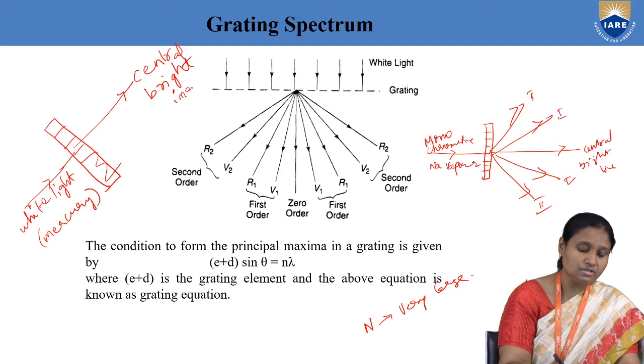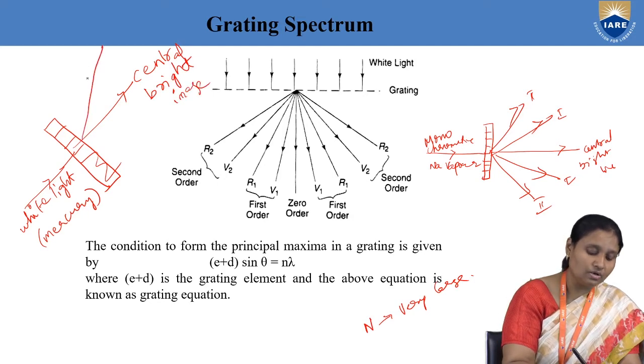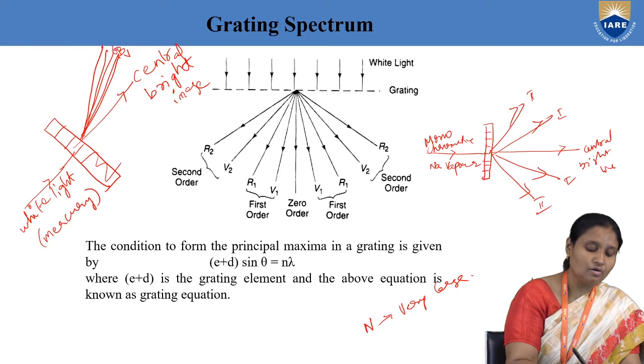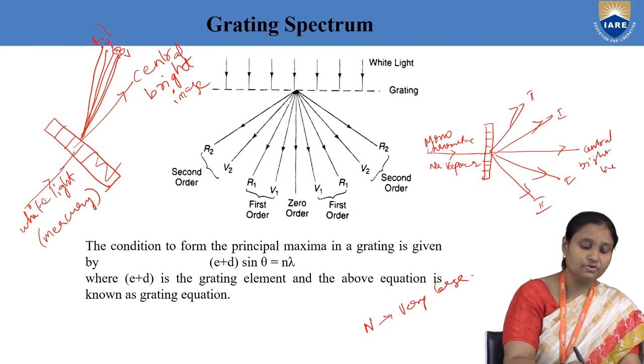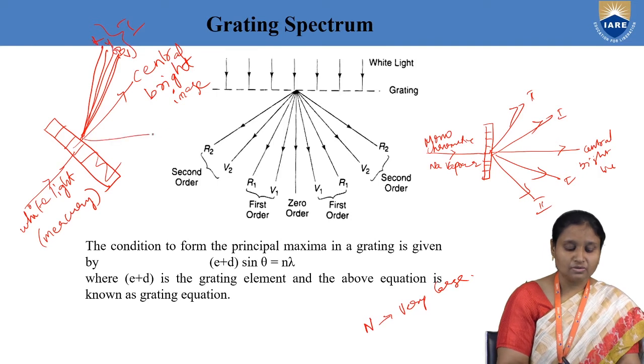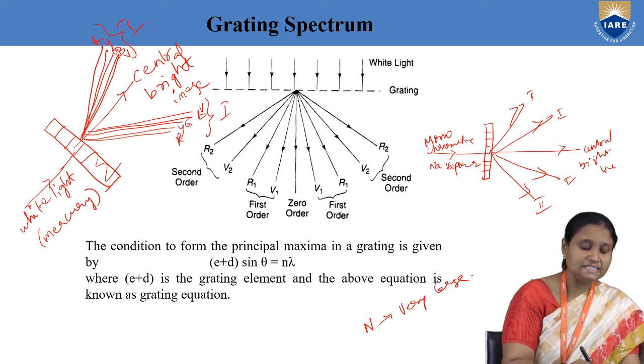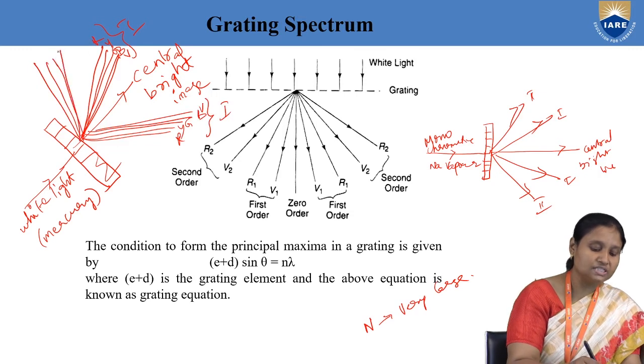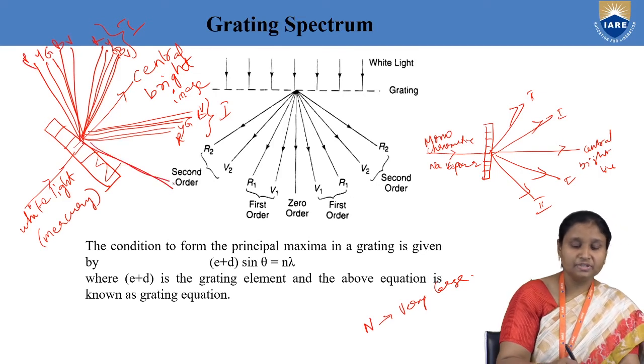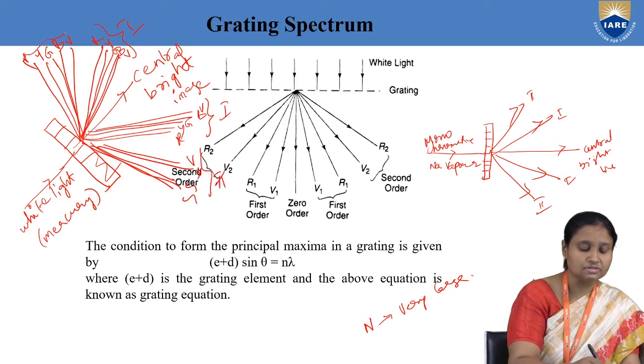Apart from that, in each order, suppose I take one order, you will have splitting of colors. The innermost color will be violet, and the outermost will be red. This is for the first order. Similarly here also for the first order, with VIBGYOR colors. And similarly in the second order, you will be able to see splitting like this, with the colors here also, for the second order on both sides.